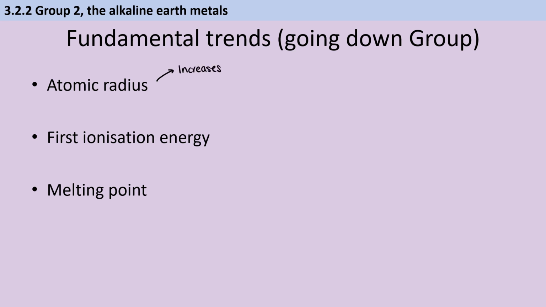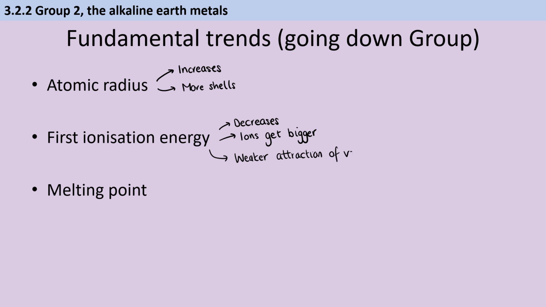This is because the impact of adding another electron shell is much greater than the impact of the additional nuclear charge from the extra protons. Linked with this is the trend in first ionization energy. As you go down the group, the energy required to remove the first electron decreases, because the ions are getting bigger, and this means that there's a weaker force of attraction between that outer shell electron and the nucleus.